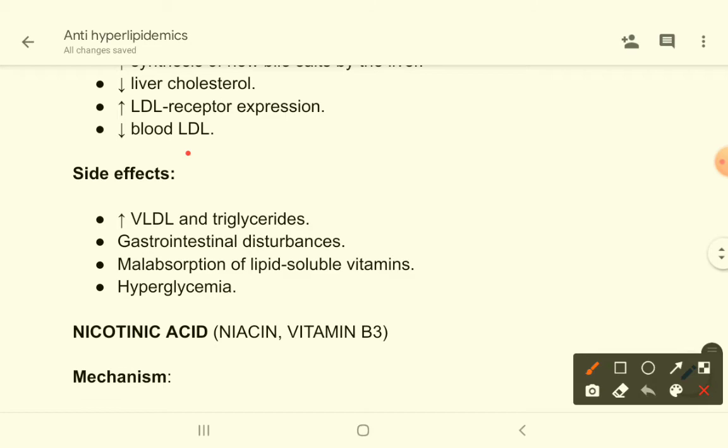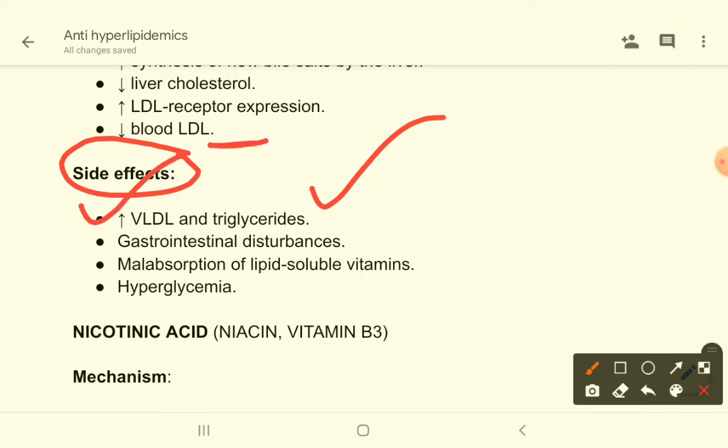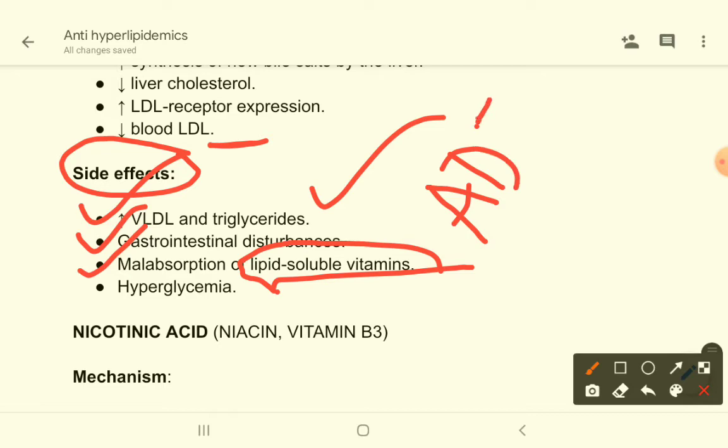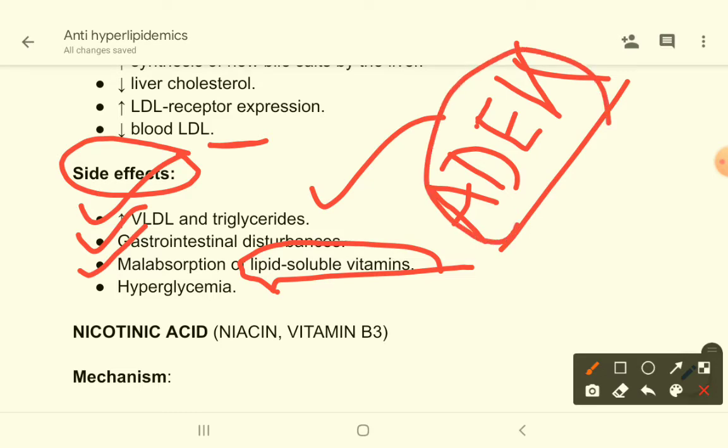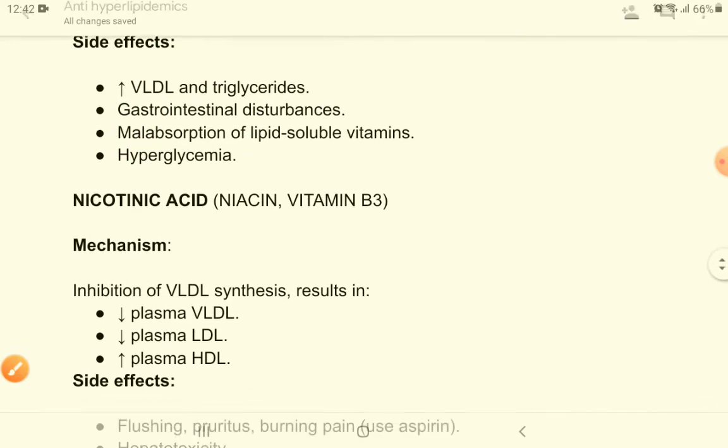What are their side effects? Increased VLDL and triglycerides. Although they decrease LDL, they increase the chance of VLDL and triglycerides. They cause gastrointestinal disturbance, malabsorption of lipid soluble vitamins. So this is very important. Lipid soluble vitamins, vitamin A, D, E and K. So these vitamins are absorbed very slowly, or absorption is disturbed, and they can lead to hyperglycemia as well.